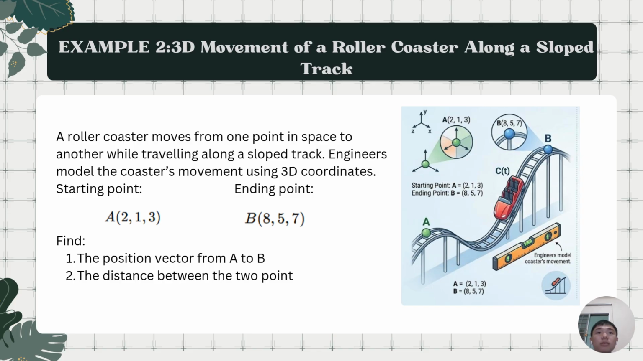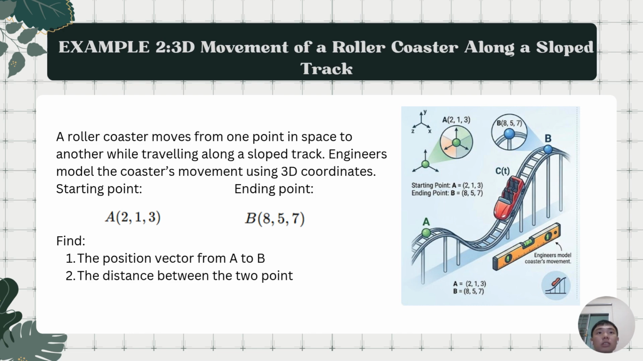In this example, the roller coaster moves between two points in space. By using vectors, we can describe the movement between these points and also calculate the distance traveled in a straight line. This helps show how vector concepts can be applied to more advanced and realistic engineering situations. In this scenario, the starting point of the roller coaster is A, which is (2, 1, 3), and the ending point is B, which is (8, 5, 7).